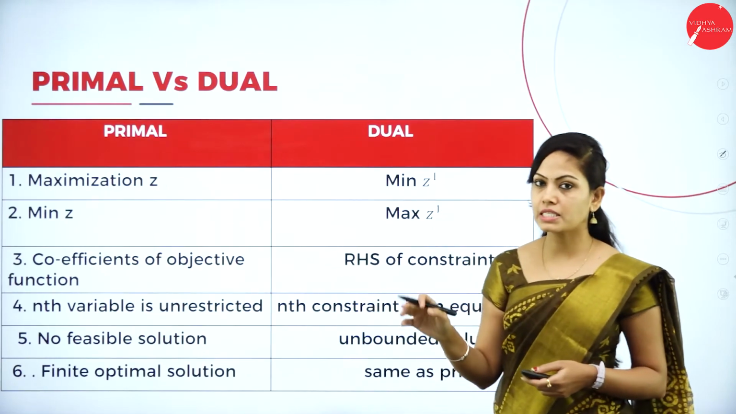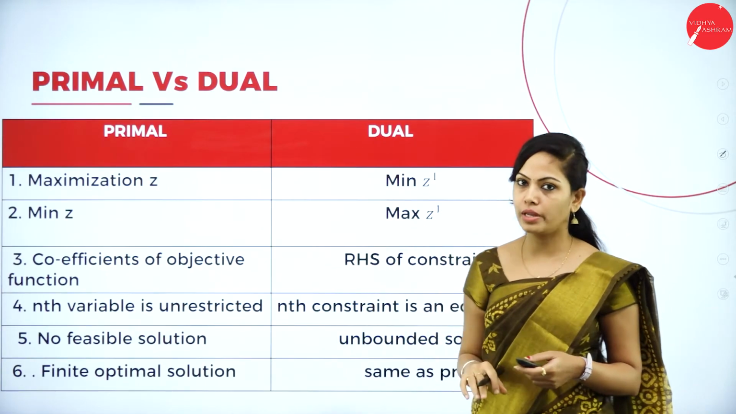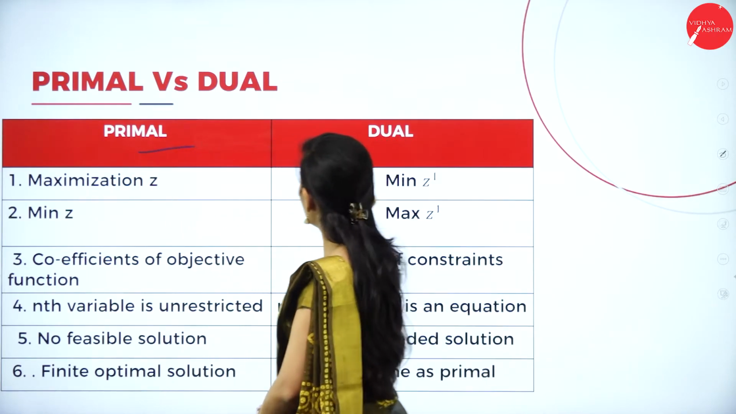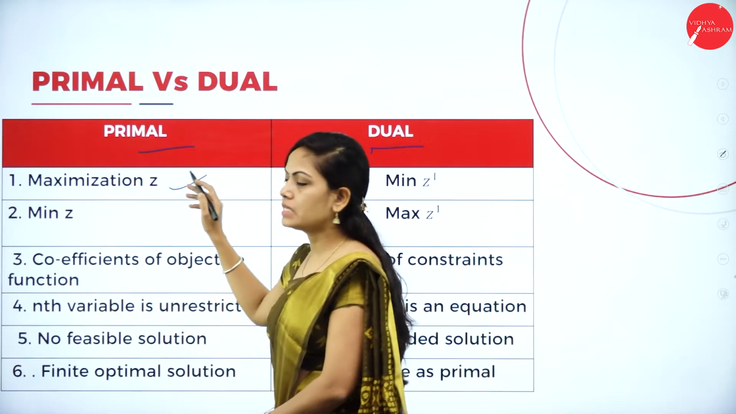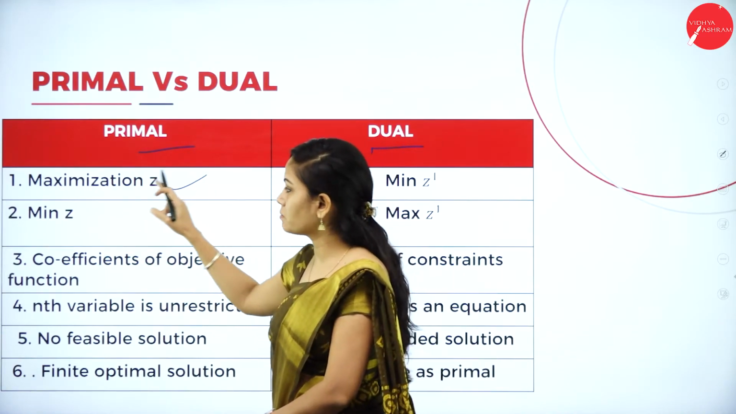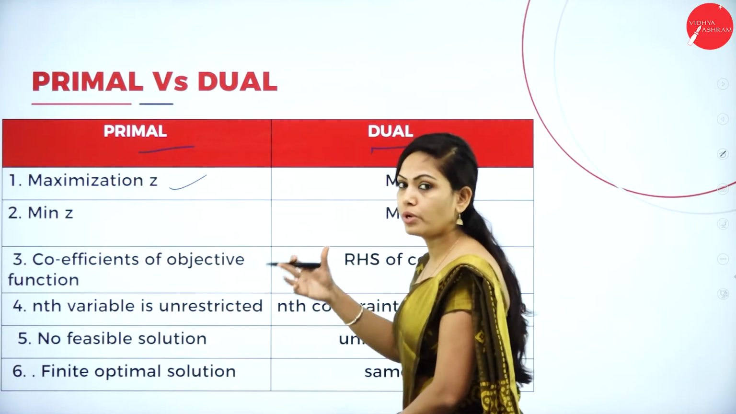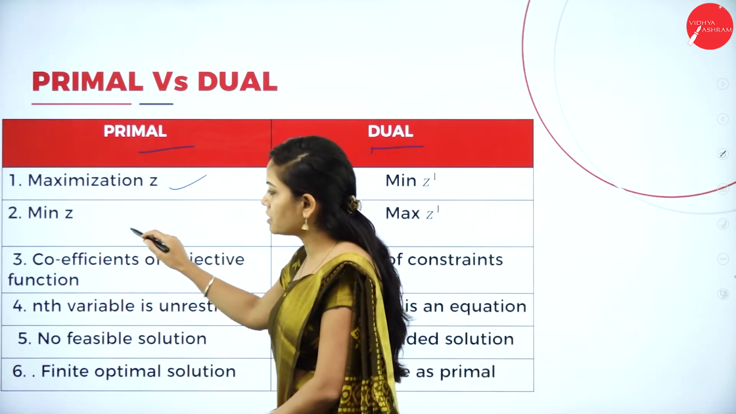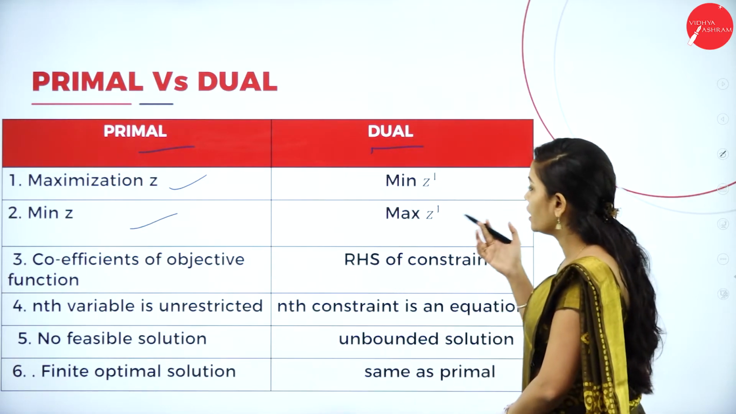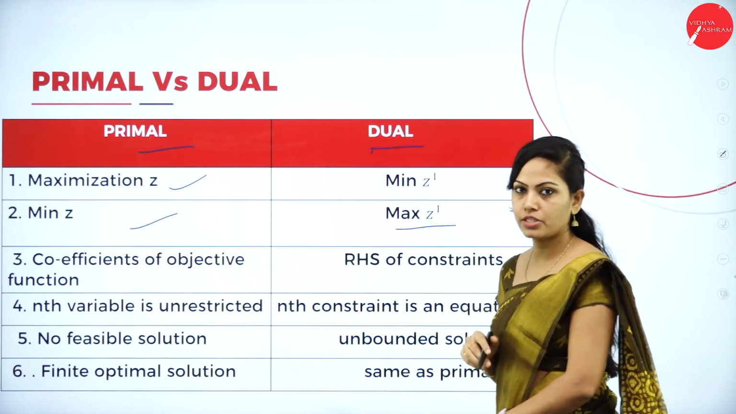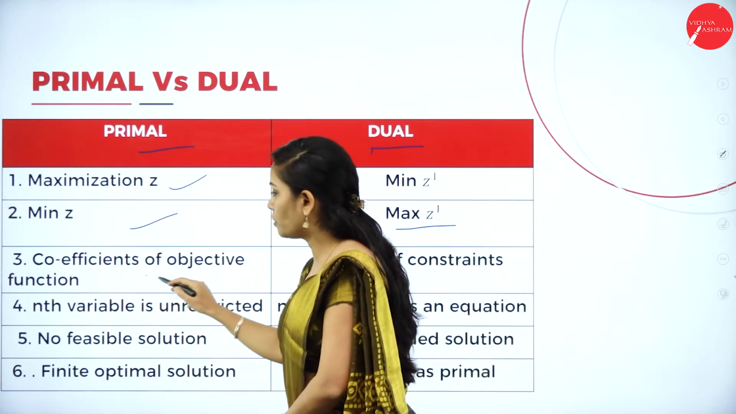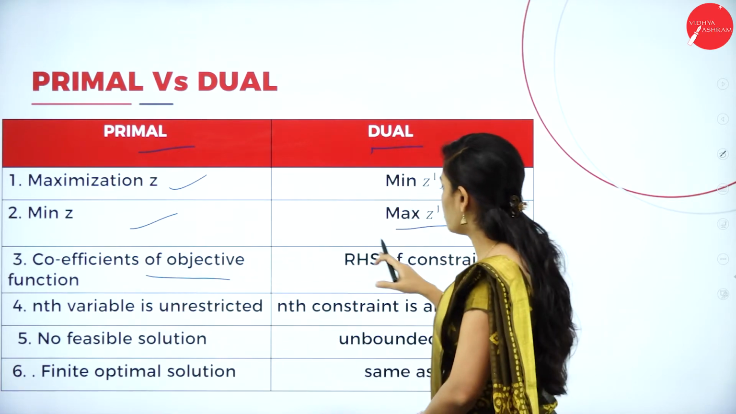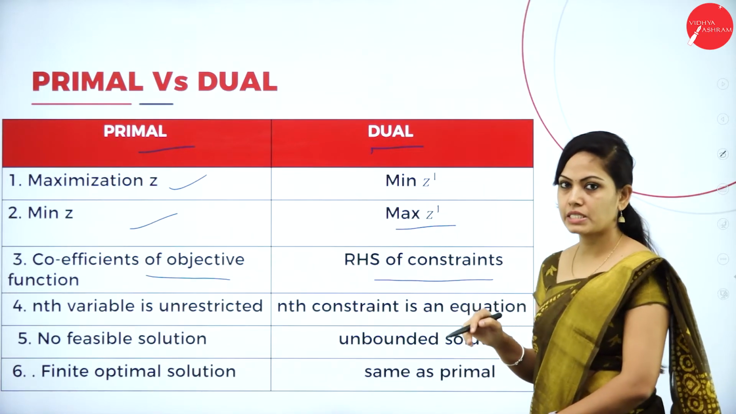Now we'll understand the concept of primal versus dual. A very important question for 4 marks: primal and dual. If your primal is maximization Z, what is the dual of this? It is min Z dash. And if your primal is min Z, then obviously the dual is max Z dash. And the coefficients of the objective function in the primal will move onto the RHS of the constraints in the dual.